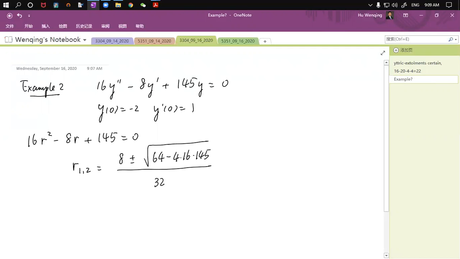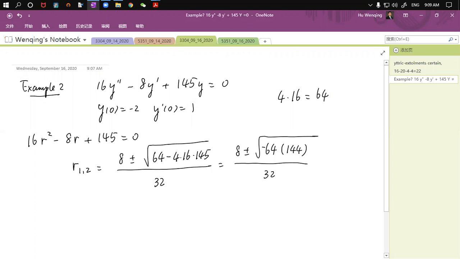So it looks like there's a lot of calculation here, but you must notice that 4 multiplied by 16 is equal to 64. So this is actually essentially 8 plus or minus the square root of 64, multiplied by i, and then 144 with a minus sign divided by 32. That's the way you cook up a solution. So that's 8 plus or minus 8 multiplied by 12 multiplied by i, divided by 32. So that's the solution.